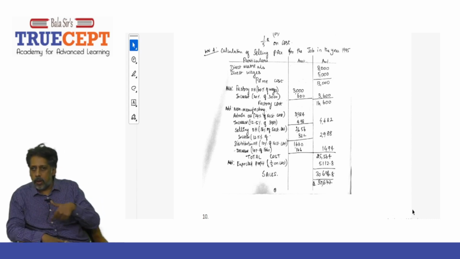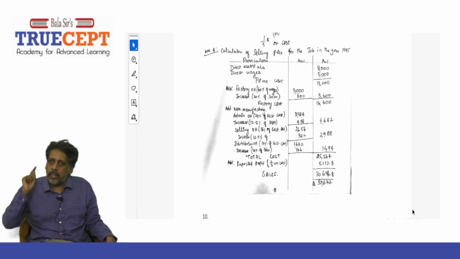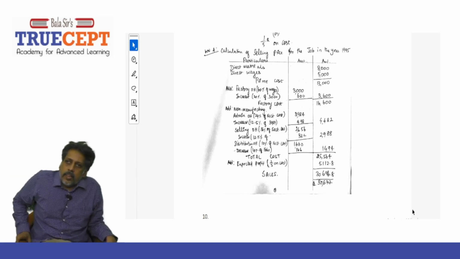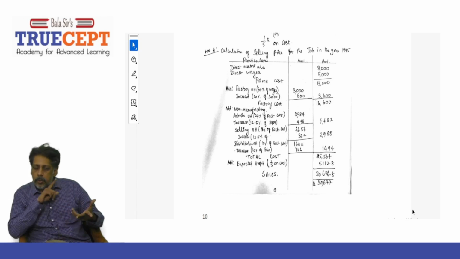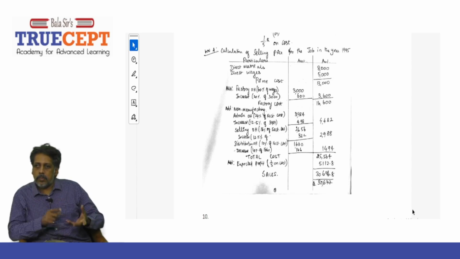So what is your factory cost or works cost? 16,600. Very good. Now add all your non-manufacturing overheads. Under that, what is the first item? Admin overhead, which is 24% on factory cost. Exactly. 24% on 16,600. How much do you get? 3,984. Very good. To that you add an increase of 12.5%. How much? 498. Add both. Total? 4,482. Very good.